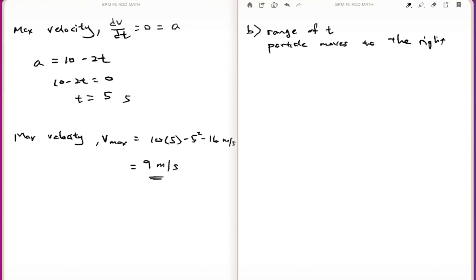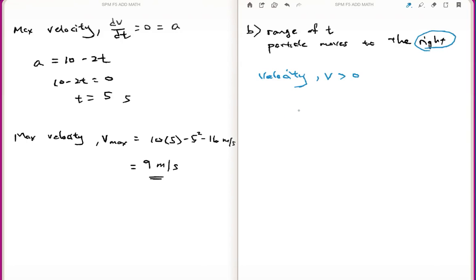So if you want to find out when it moves to the right, all you need to do is either look at the displacement or look at the velocity. Right is my positive, so the velocity v must be more than 0 if it is to the right. If to the left, then velocity is less than 0.